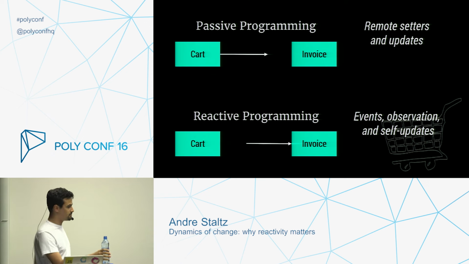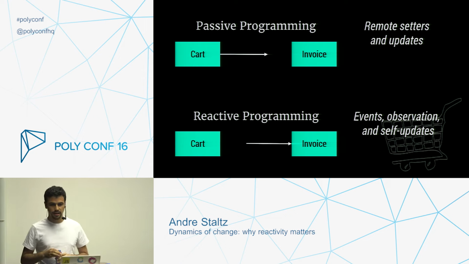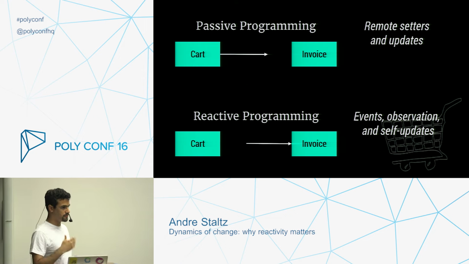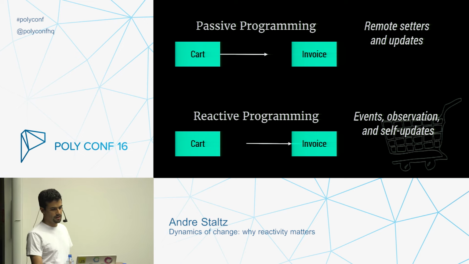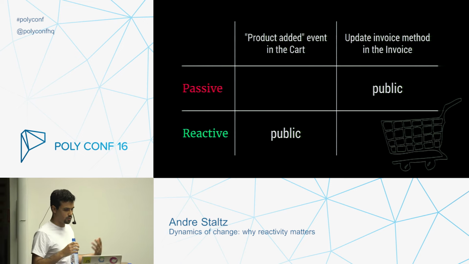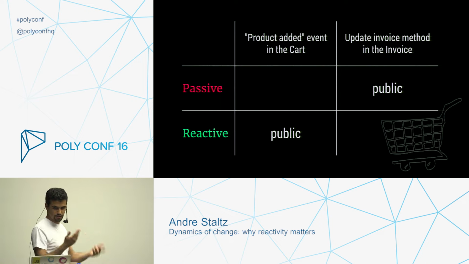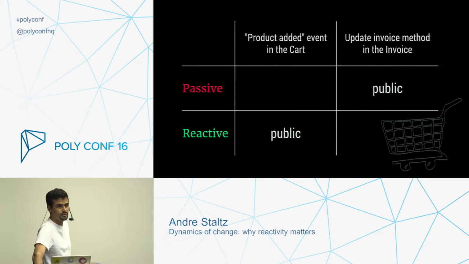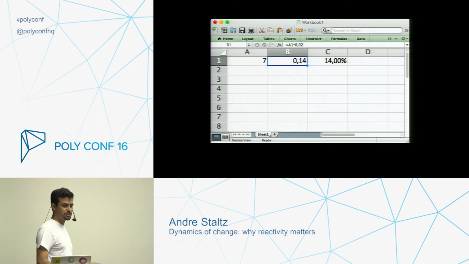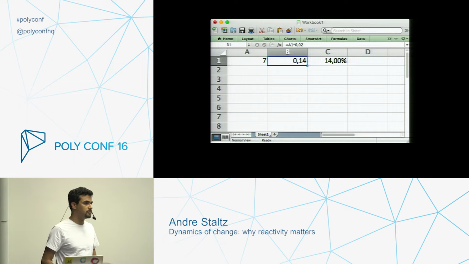So to summarize, passive programming is whenever you have remote setting, remote updating. And reactive programming is whenever you have self-updates according to these events. And in both of these cases, something needs to be public. So it's not like one of them completely wins over the other. They're dual to each other. And it turns out that a lot of stuff is reactive. I said callbacks, but also spreadsheets are reactive. If you even check in Wikipedia, they talk about reactive programming there.